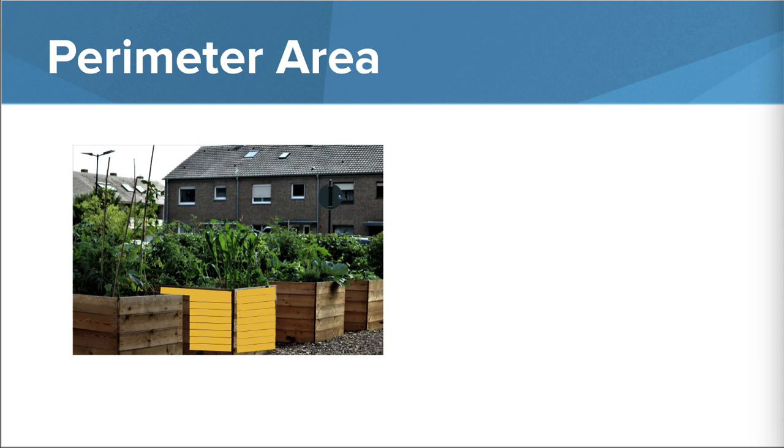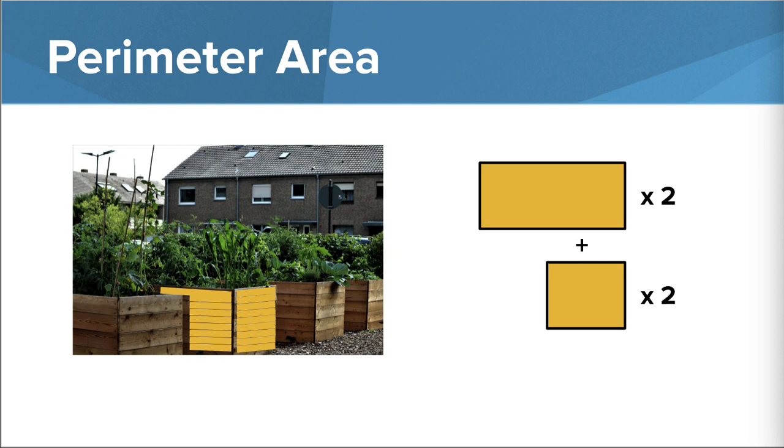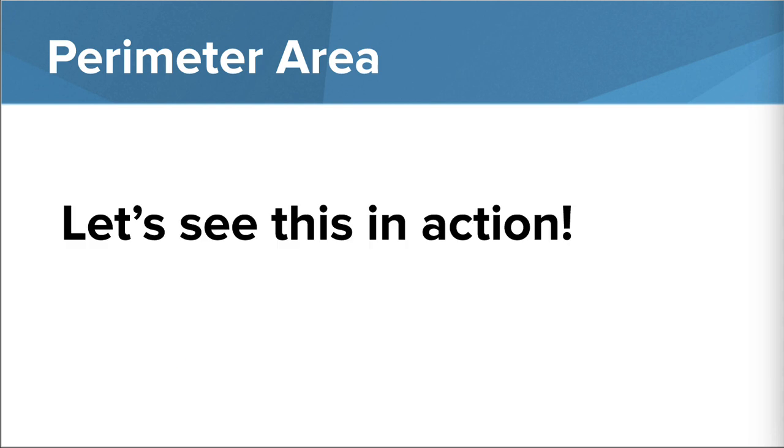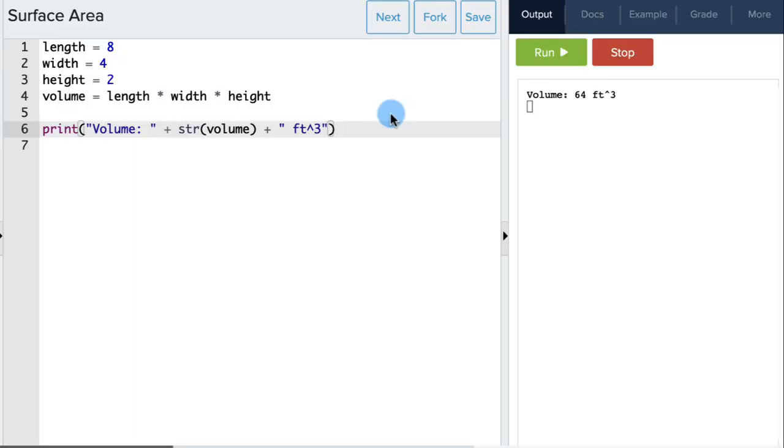In this case, we'll calculate the surface area of the perimeter of one of the raised garden beds shown here in yellow. This will be 2 long sides and 2 short sides, the total surface area being the sum of the individual areas. Here's the code from the earlier example, where we calculated the volume. The garden bed had a length of 8, width of 4, and height of 2. We then calculated the volume and printed it.